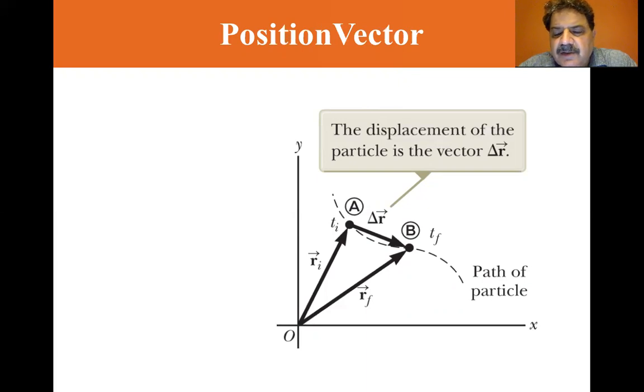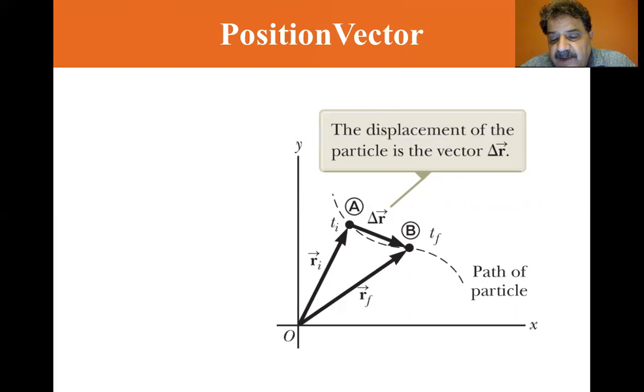At time t initial, the particle is at point A and is described by the position vector r initial. At later time, t final, it's at point B and is described by a position vector r final. The path followed by the particle from A to B is not necessarily a straight line. As the particle moves from A to B in time interval delta t, the position vector changes from r initial to r final.